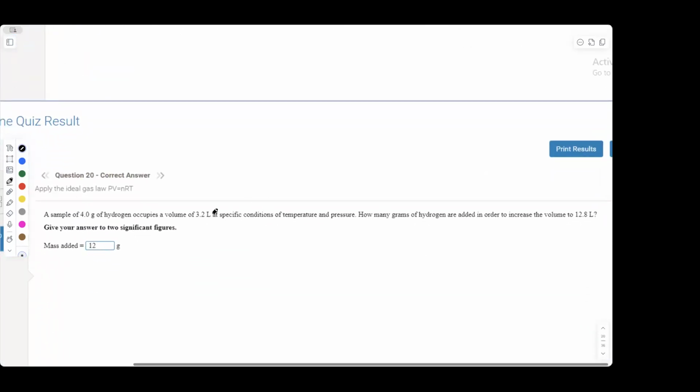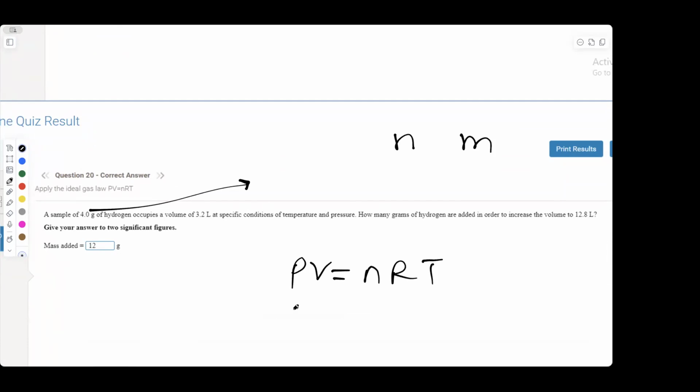A sample of hydrogen gas occupies a volume. So he has given me the mass. Last time we talked about the relationship between the number of moles and mass. We said that when I say PV equals nRT, I can change this and say PV equals mass over molar mass times RT. That's very easy to relate between the number of moles and the mass in grams.